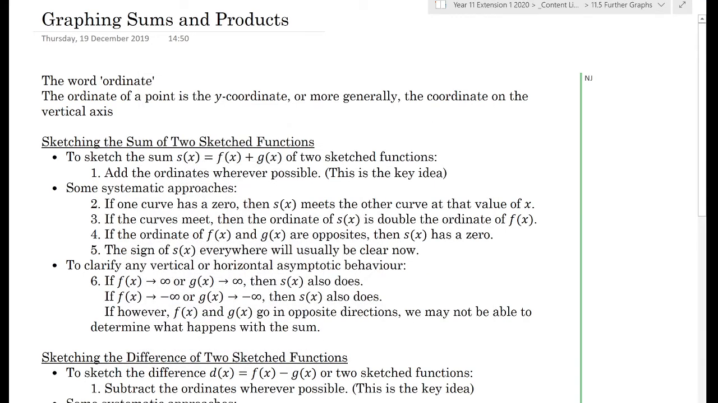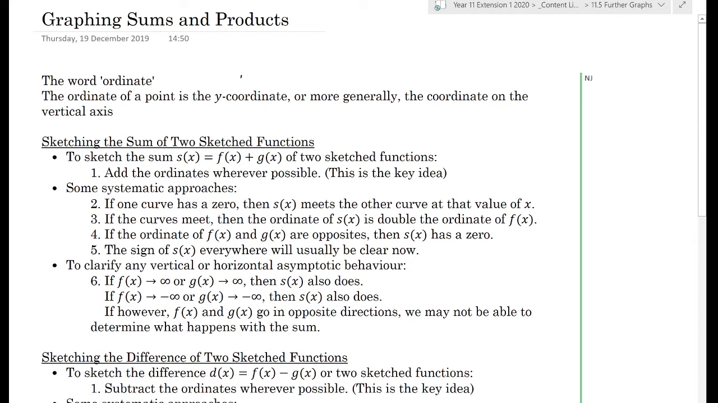Graphing sums and products. Okay, so first things first, we need to talk about this one specific word, and it's called an ordinate. Now, the ordinate of a point is the y-coordinate, or more generally, the coordinate on the vertical axis. So we know that our coordinates are made up of 2 parts, which we call ordinates, and we're referring to this part as well.